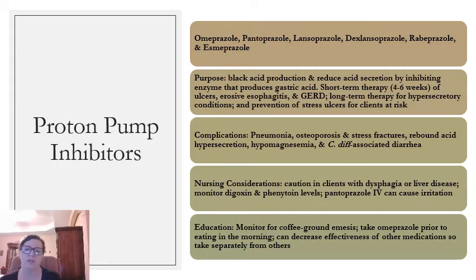Considerations. These proton pump inhibitors are going to need to be used with precautions in patients with dysphagia. So if they're not able to swallow very well and they get it stuck, then it's starting to proton pump inhibit in their esophagus. And so that could actually cause an ulcer there when it's supposed to be preventing ulcers down below. And so we want to make sure that they are able to fully swallow. Also, we need to monitor these medicines in patients who have liver disease or are taking digoxin and phenytoin.